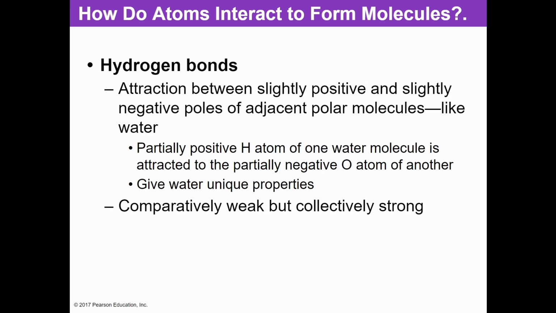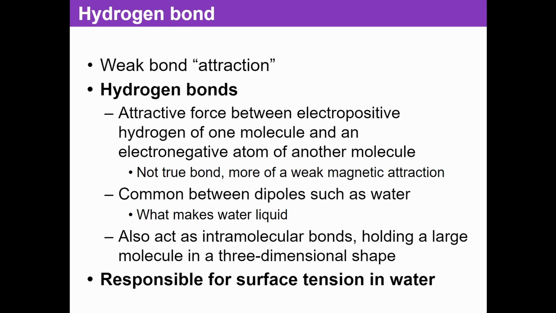So they're not quite as strong as atomic bonding, but together they can produce a strong force. So collectively, hydrogen bonds are strong, but comparatively by themselves, they're much weaker than ionic and covalent bonds. So we consider them a weak bond or an attraction rather than a true bond. They're between molecules, not atoms, so they're not really a true bond. But again, collectively they can be strong. They can produce things like surface tension. They also hold our DNA together.